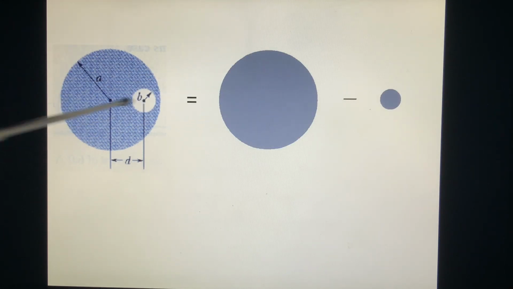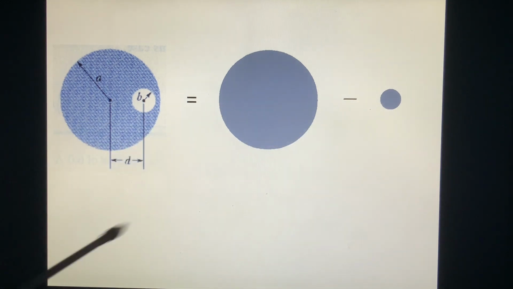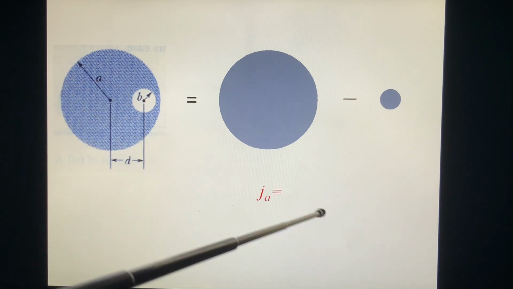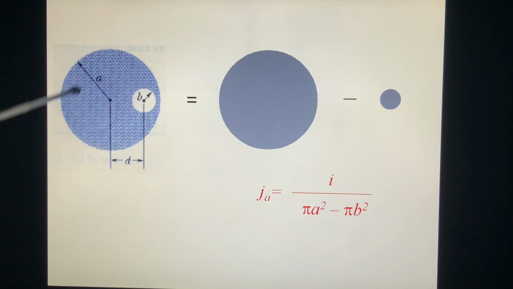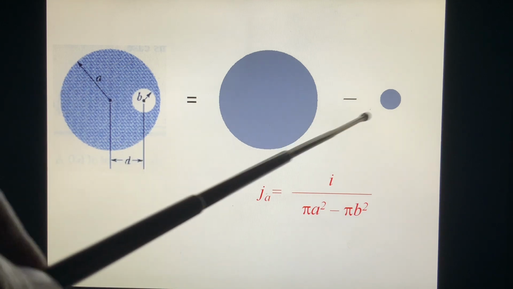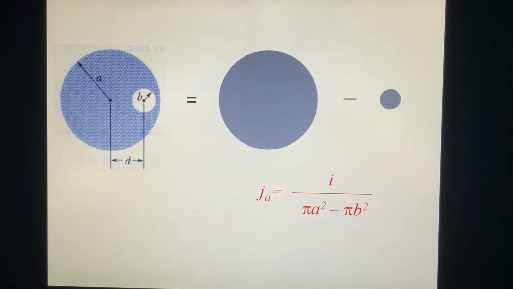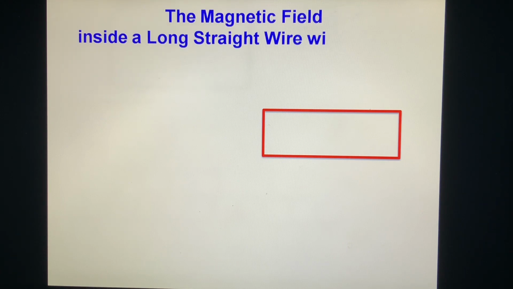Now, for these cylinders, we can look at the solid cylinder minus the solid one. We get this composition. And the current density J is the total current I over this area, pi A squared, minus this area, pi B squared. This is the current density, J. Let's review the magnetic field inside a long straight wire with current that we studied before.